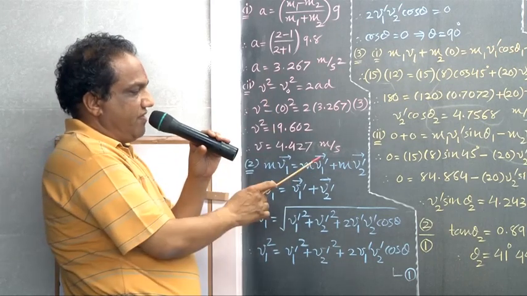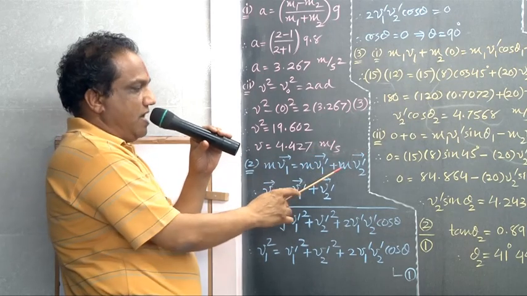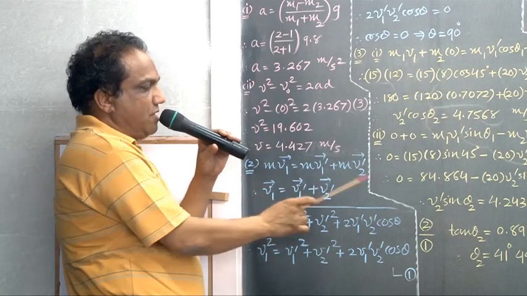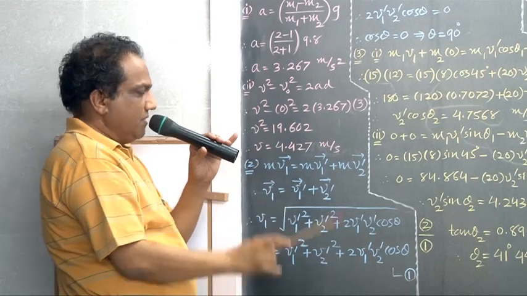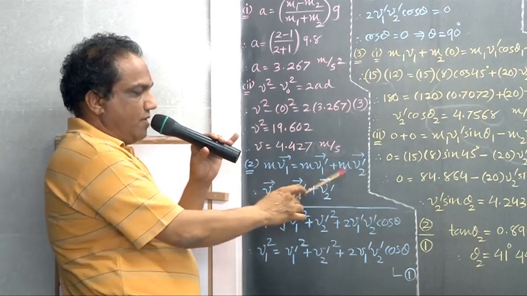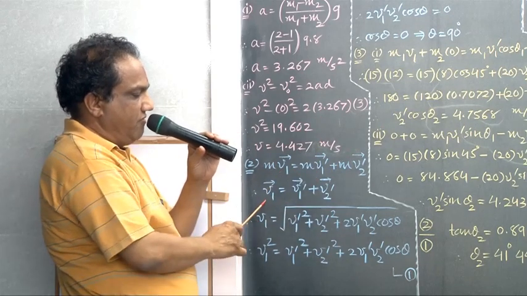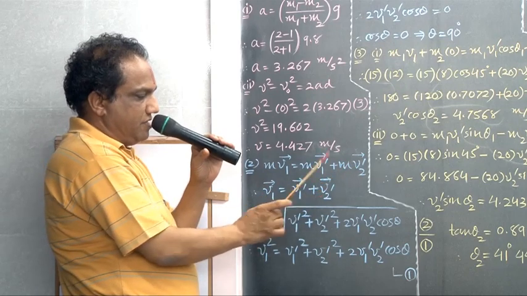In the final condition, the final momentum of the first body is m into vector v1 dash, plus the final momentum of the second body, m into vector v2 dash. Masses of both the bodies are the same. Fine. And now take m common and cancel. Just cancel m throughout the equation. You will get vector v1 equals vector v1 dash plus vector v2 dash.